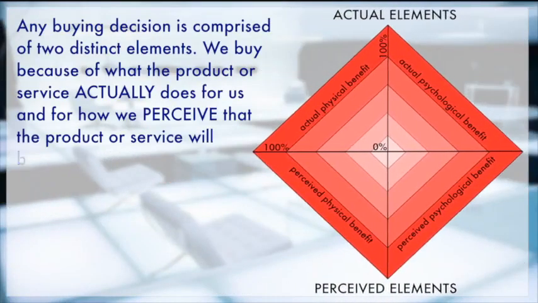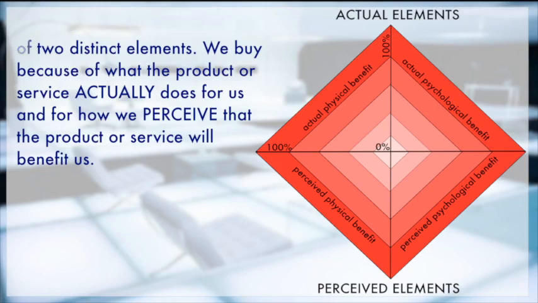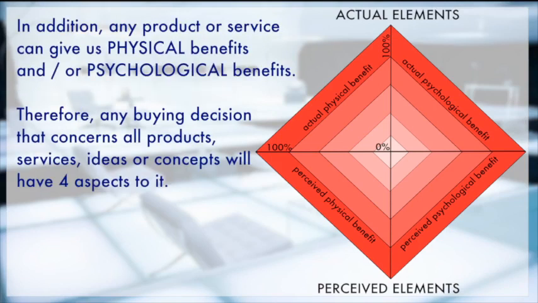Any buying decision is comprised of 2 distinct elements. We buy because of what the product or service actually does for us, and we also buy for how we perceive that the product or service will benefit us. In addition, any product or service can give us physical benefits and or psychological benefits. You could replace psychological with the phrase emotional if you prefer.